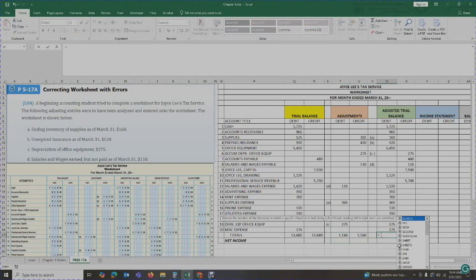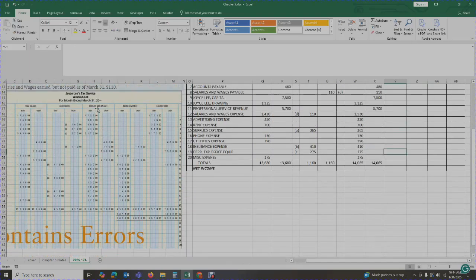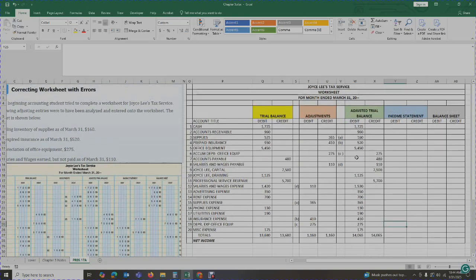Now we're going to tally up our debits and our credits. Remember, the adjusted trial balance needs to be in balance. Okay. So I've got 14,065, 14,065. We are in balance. Now the student over here in the adjusted trial balance was out of balance. So there were errors here that we needed to fix, which we've already done on this side.